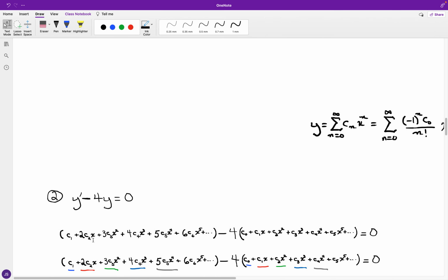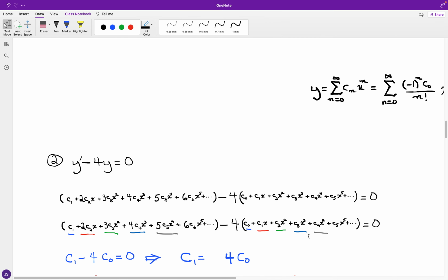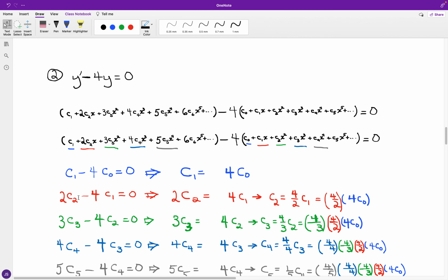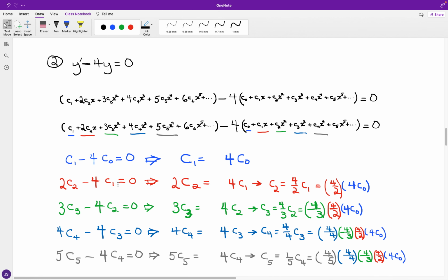You still have the y prime, and you're going to have the y all over again, but each of the series terms that we have from y will be multiplied by negative 4. And so if we map together like we did with c sub 1 and c naught, well, this time we'll have c sub 1 minus 4 c naught is equal to 0, and likewise 2c sub 2 minus 4c sub 1, 3c sub 3, 4c sub 4, 5c sub 5, minus 4 times the c one less than what we have subscripted in the leading term.